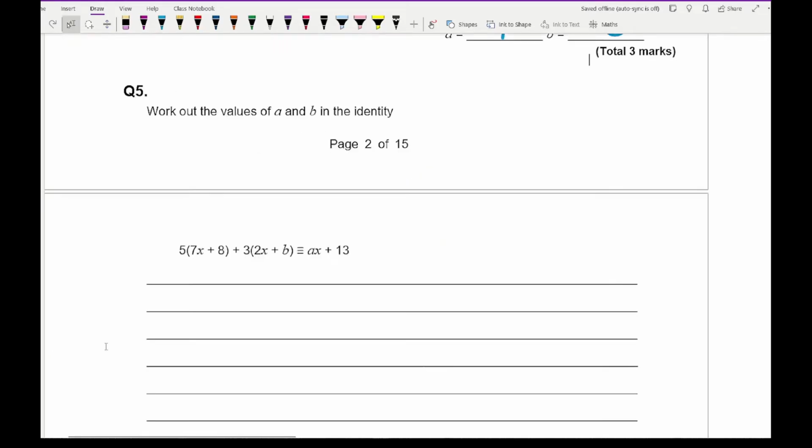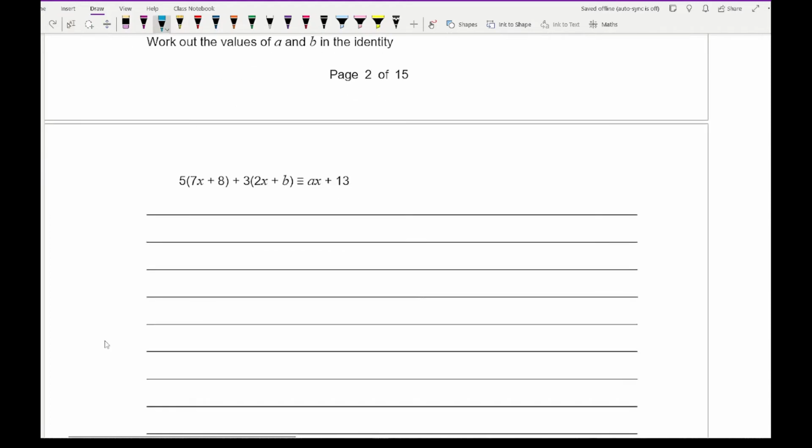It says work out the values of a and b in the identity. So again here we are comparing the coefficients. Not much I can do with the right hand side because there are no brackets and I can't really simplify any of that. So let's start by expanding this out here.